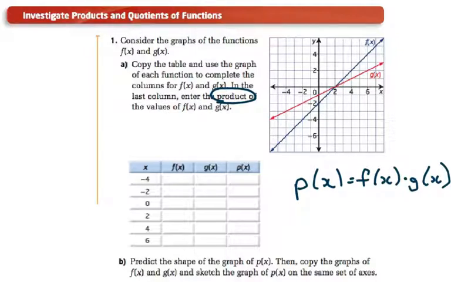So we need to find out the values of f and g before we can find the value of p. We started off, we look at -4. F is at -6. G is at -3. And if we multiply those, p would be at 18.